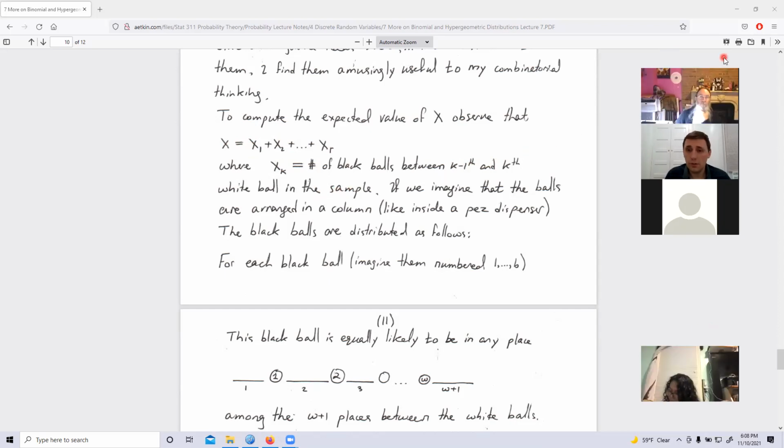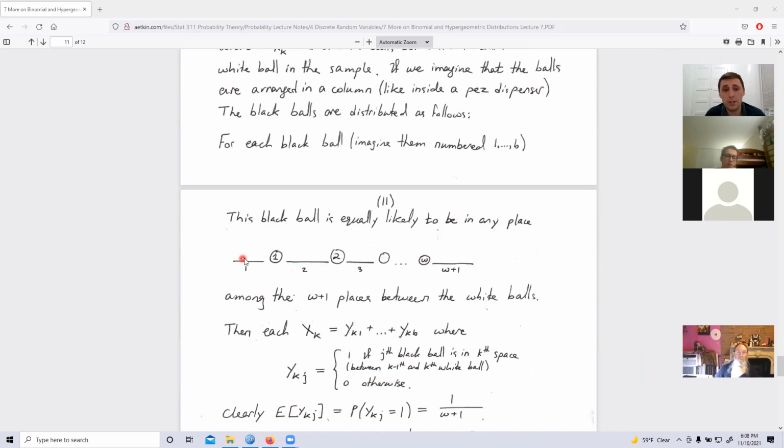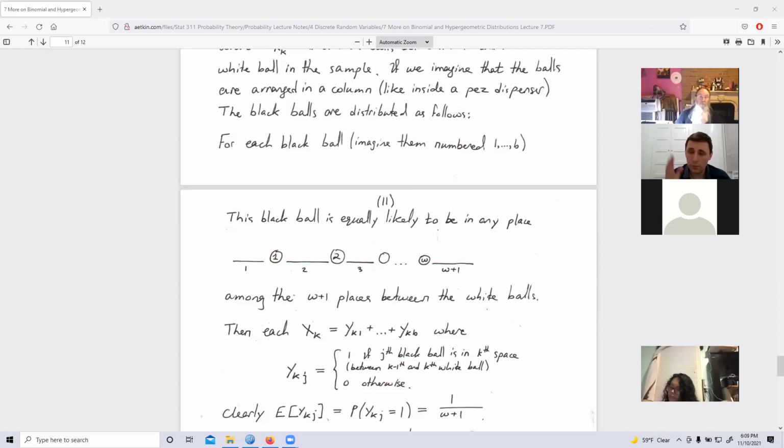So what you can imagine in trying to calculate the expected value is this situation: the white balls are numbered 1, 2, 3, all the way to W, and between them you have gaps. Because we stop once we reach the rth white ball, we have our full sample. So the sample is all the way to the rth white ball. Then before this one, which black balls are here? XR is the space between the R minus 1th and rth white ball.